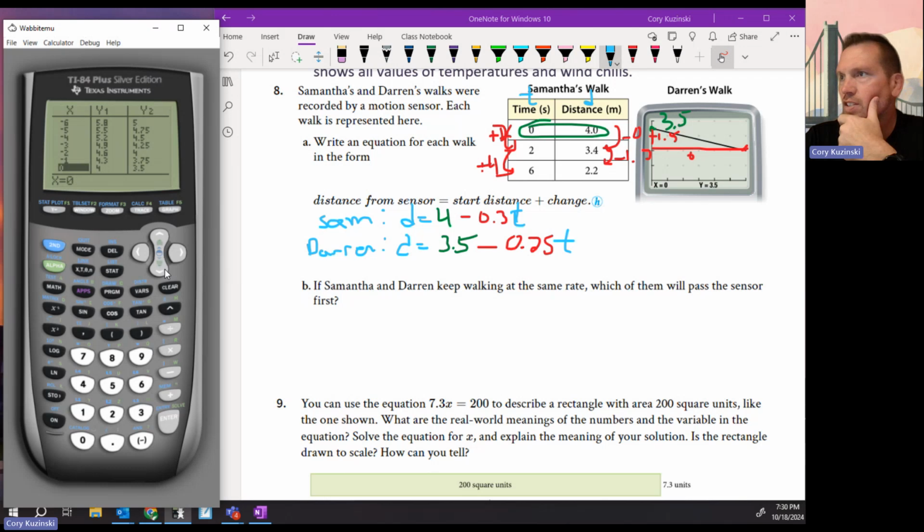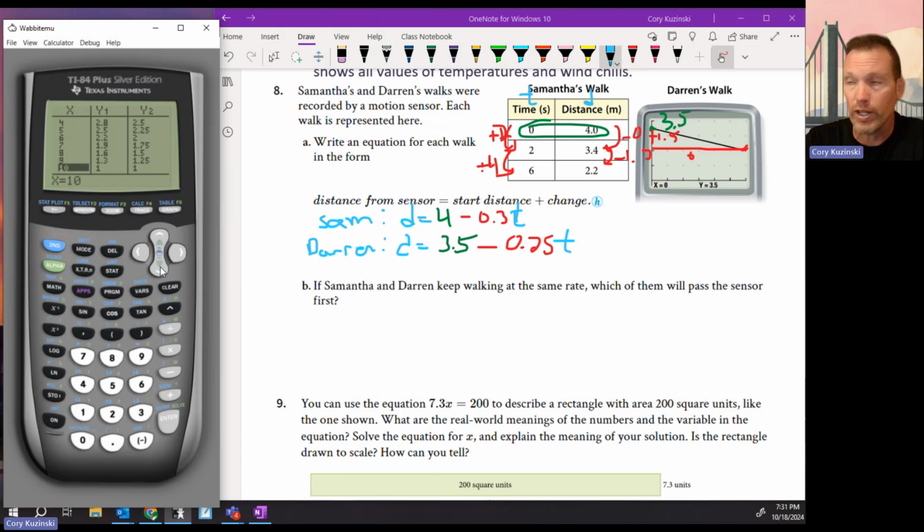And let's see, 1 second into their walks. How about 2 seconds in? 3.4, good. 2 seconds in, and this person's at 3. That's right. How about 6 seconds in? This person is at 2.2. Samantha is, and he's at 2. So our equations are definitely right. So Samantha's 2.2 away, and Darren's 2, and 1.9 and 1.75, 1.6 and 1.5, 1.3 and 1.25. They're both 1 meter away.